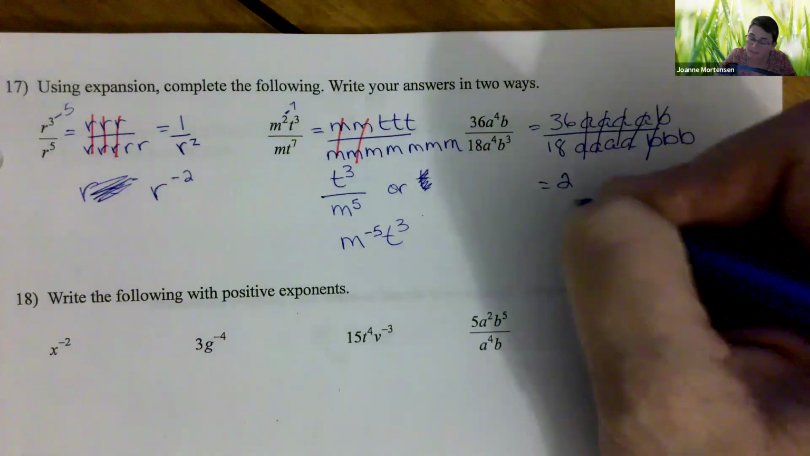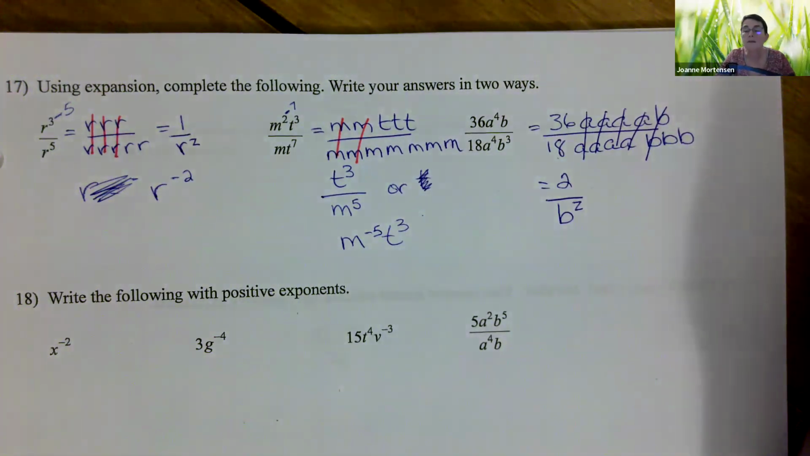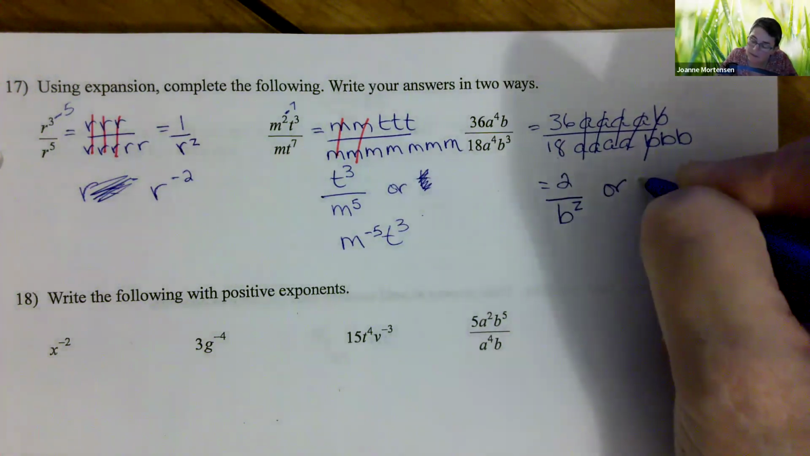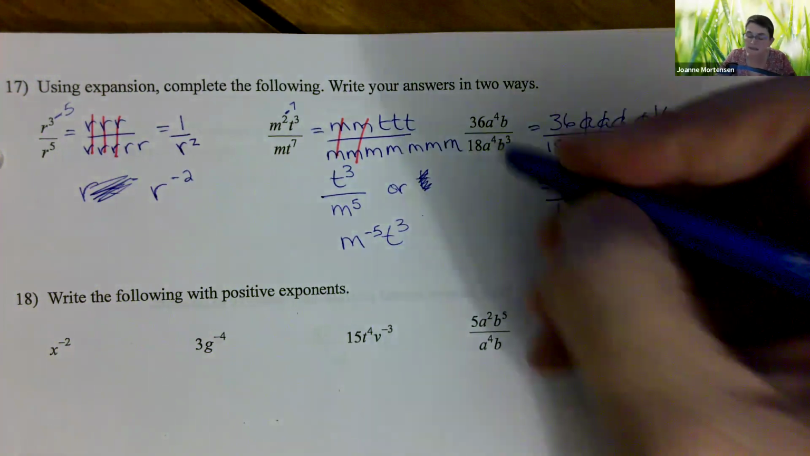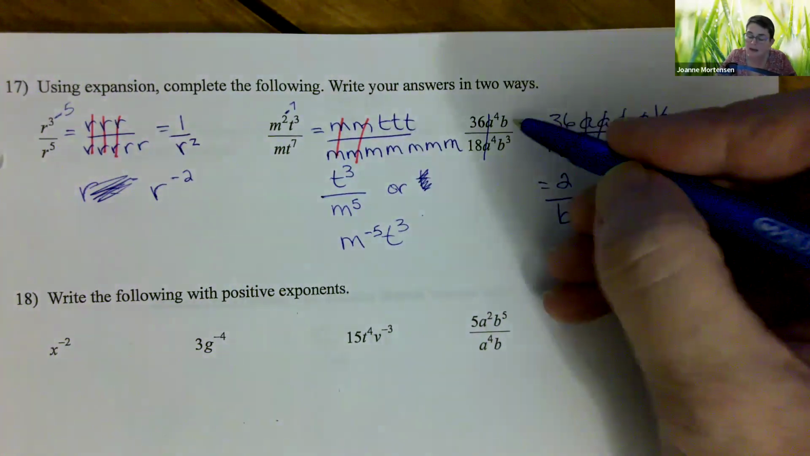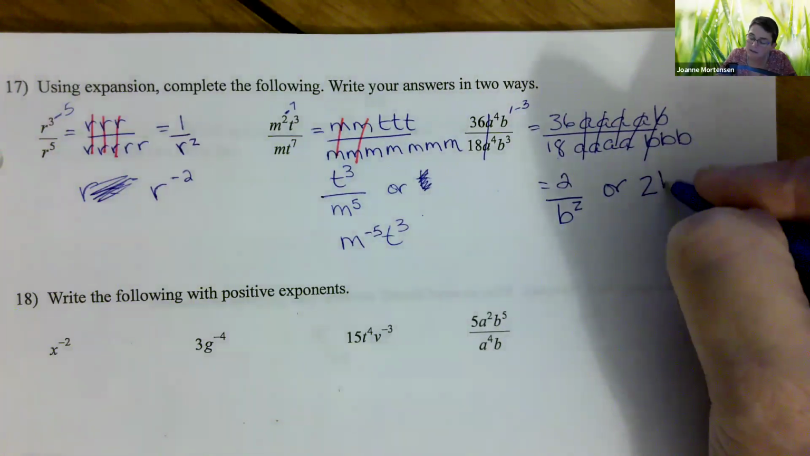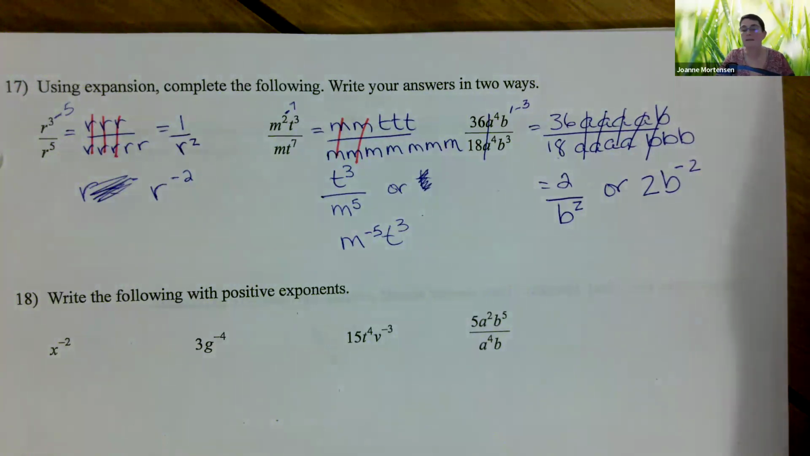They're on the bottom, right? So they need to stay there. You can give me 2 over B squared, or 2, and we can go A4 divided by A4. That's going to cancel out. Boop. And this is B to the 1 minus 3, 2B minus 2. Ta-da!